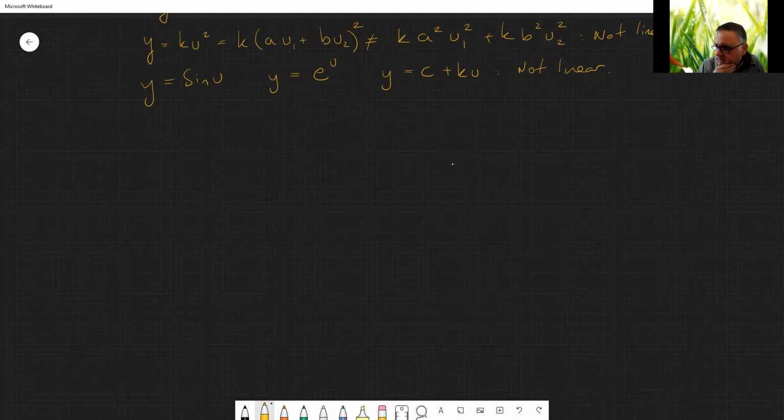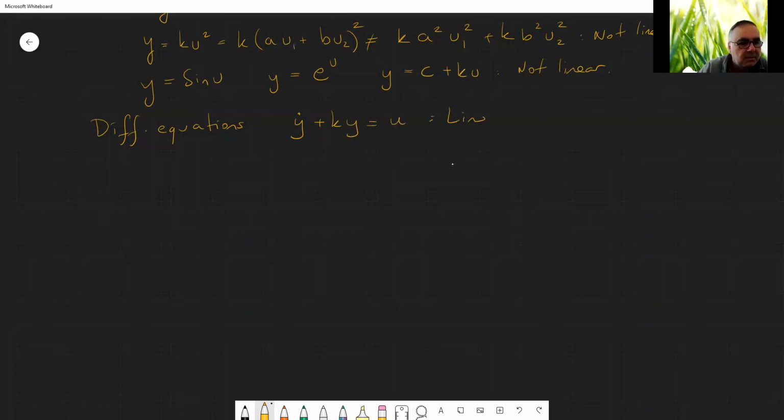Now, differentiation and integration are linear. So for systems, differential equations, again, the same property applies. For example, y dot plus, let's say, ky equals u is linear. But if you have y dot plus ky squared equals u, it is not a linear one, it's a nonlinear equation because of this y squared term.